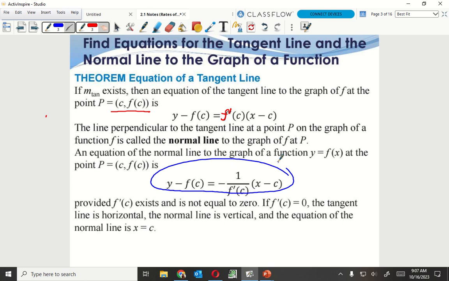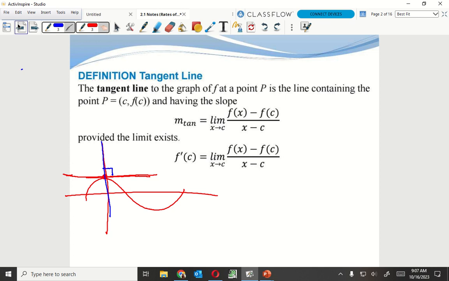Provided f prime of c exists and is not equal to 0. If f prime of c is equal to 0, the tangent line is horizontal and the normal line is vertical. Right here, my red line is a horizontal line. The slope there is 0. The blue line is perpendicular to that. So my blue line has a slope of undefined. Does that make sense? If my slope here is 0, perpendicular would be undefined.